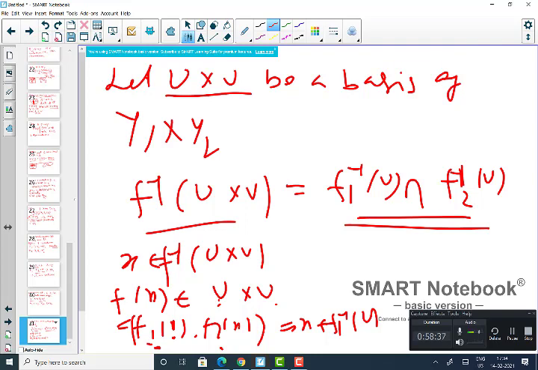So this is the set identity that is important here, and to prove this is an open set, it is enough to show that this is open. But this is open by definition, right? Because it is given that f1 and f2 are continuous, and hence f1 inverse of u is open, f2 inverse of v is open, and the intersection of two open sets is open, and hence this is open, and that is the proof. So f is continuous.